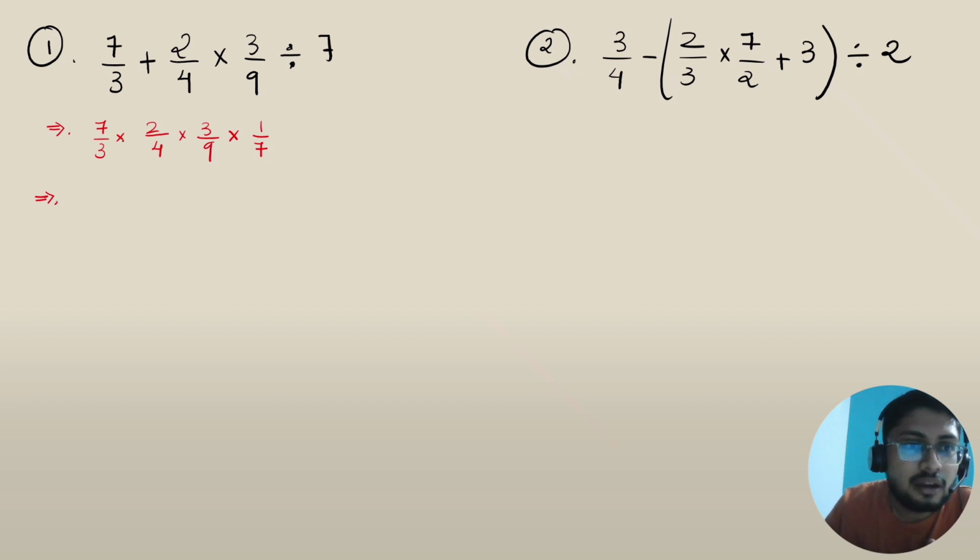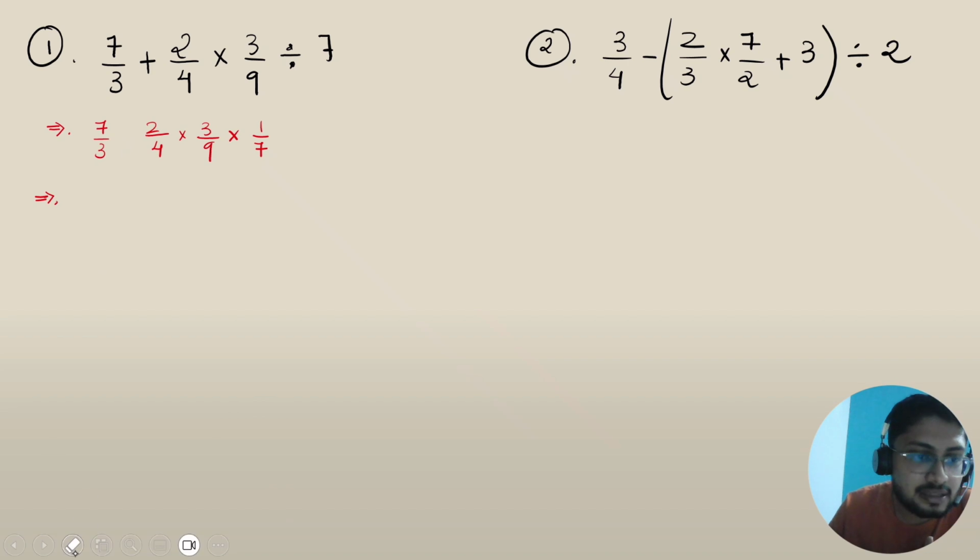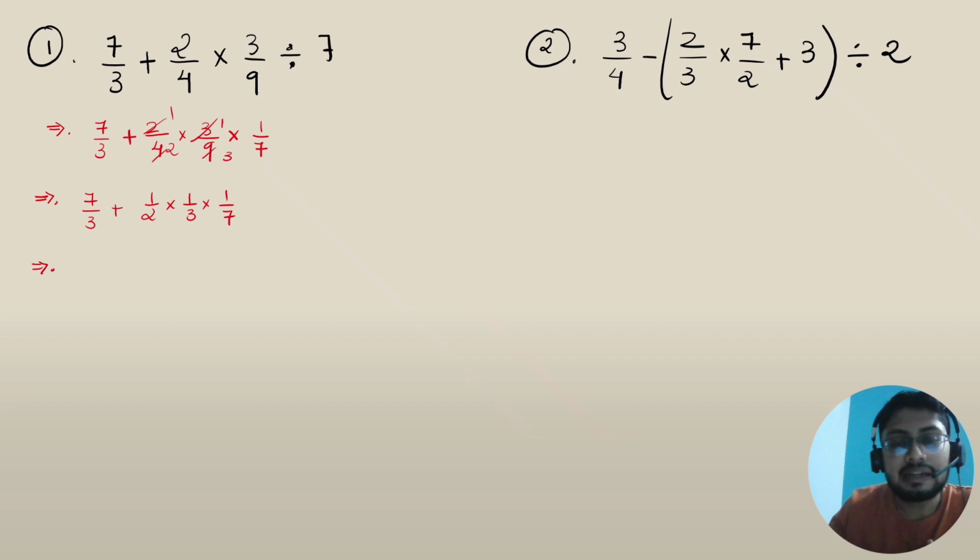Now, first is what? Addition. So we are using the addition sign over here. And keep this one thing in your mind: convert the fraction into simplified form if it is possible. Yes, we have two numbers which we can convert into simplified form. So you can write 1 upon 2 multiplied by 1 upon 3 multiplied by 1 upon 7. Now the division is done.